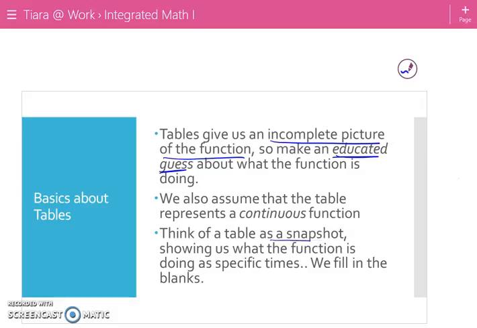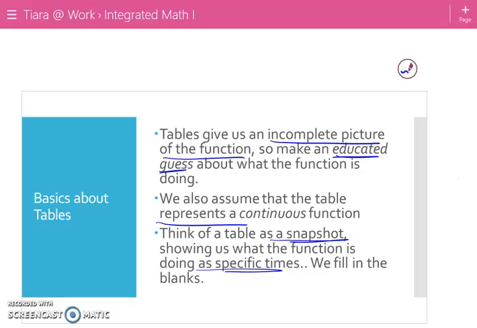You can think of a table as a snapshot. It shows us what the function is doing at specific times, but we fill in the blank. So imagine you doing a snap on Snapchat. You're taking a snap of time, like an event happening right then, but we don't know all the details. You know what I'm saying? You can only give us a piece at a time. That's kind of how a table works.